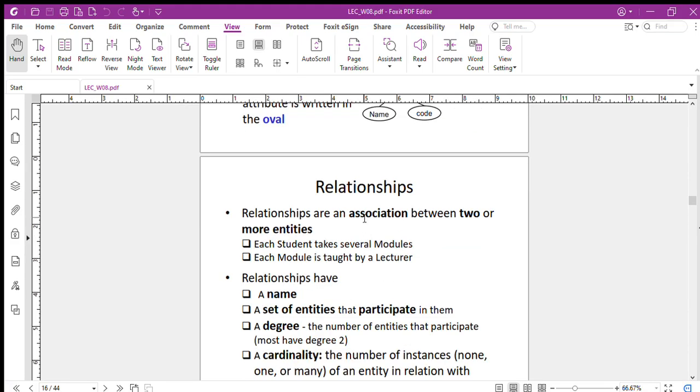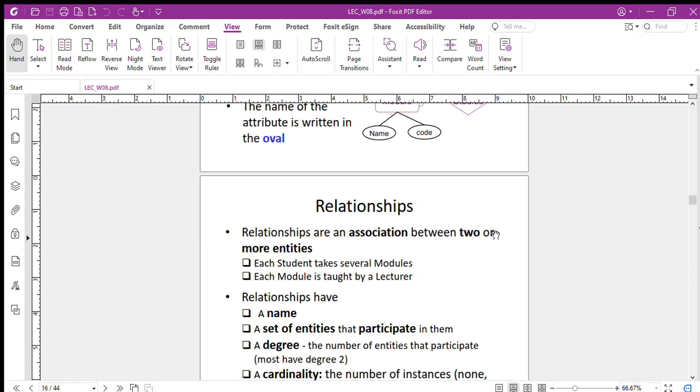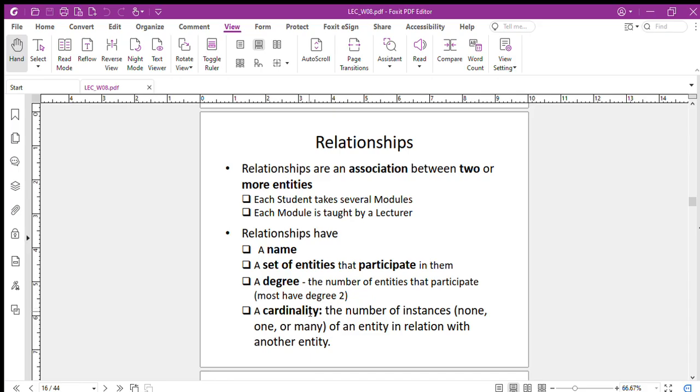So, relationships are an association between two or more entities, and relationships have a name and a set of entities that participate in them. So a relationship has a name. So this relationship is given this name, studies. So student studies module. The name of this relationship is studies, which is placed in this diamond box. And the degree is the number of entities that participate, most have degree 2. So there are 2 entities participating in this relation. That's why we have mentioned the degree 2.